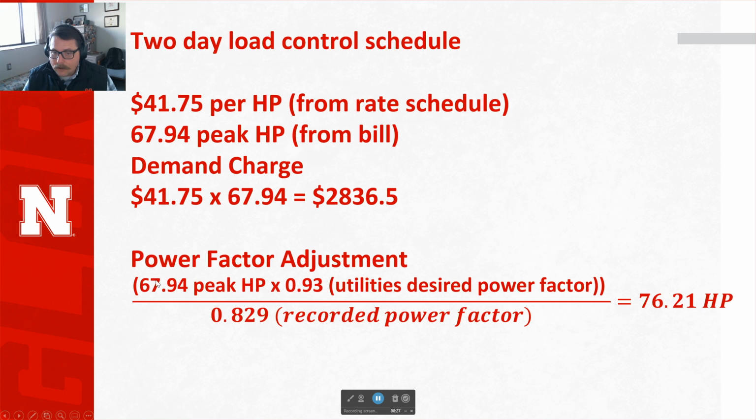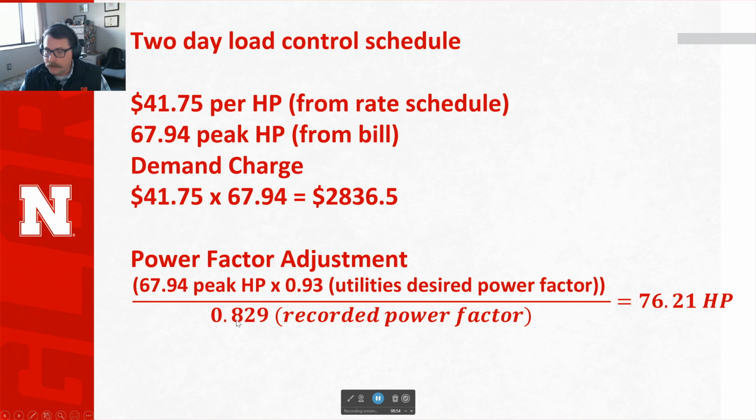Now for the power factor adjustment. To calculate this, take the horsepower from the grid or the kW from the bill, 67.94, multiply it times the power factor that is desired by the utility. For a couple utilities I've seen, it's 0.93. I saw one that was 0.90. So you multiply times the desired power factor and divide by the power factor, again, from the bill, the actual power factor that was recorded during that billing period.